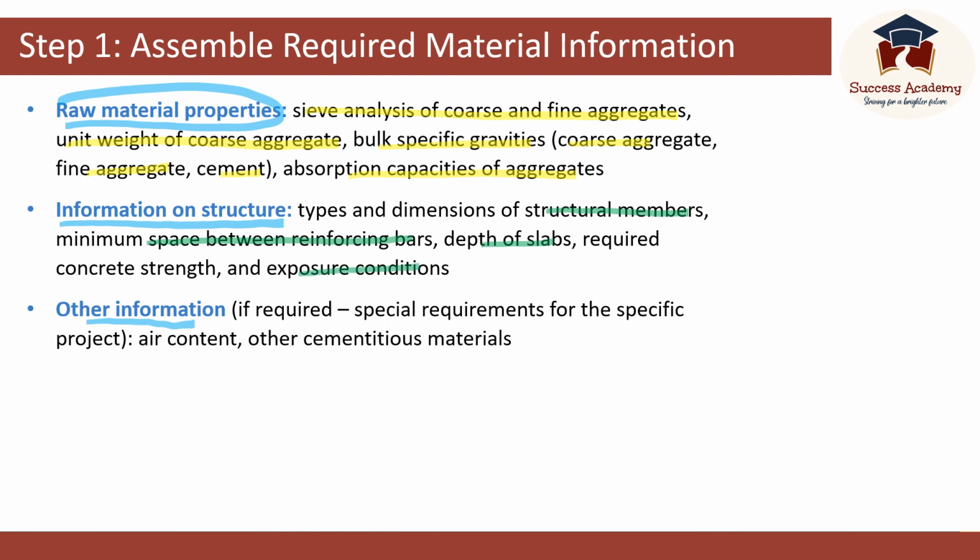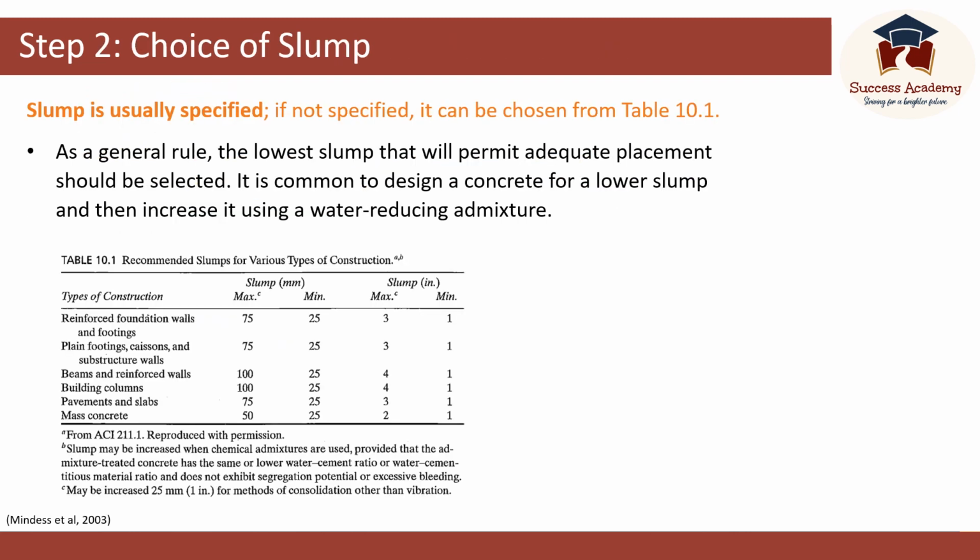There is other information as well we may need, like air content and other cementitious materials that may be used in the concrete mix. After finding the material information, second step is to choose the slump. Slump is usually specified depending on the application. If not specified, we can use the table 10.1 to find the slump.